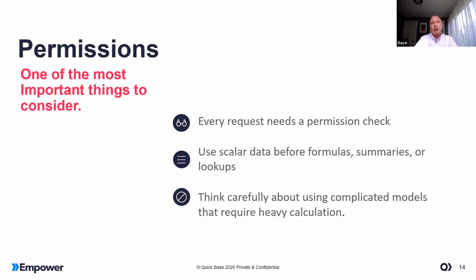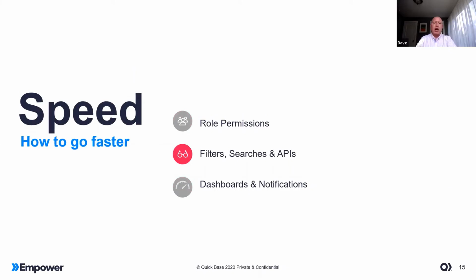And so the whole nuts and bolts about permissions is just use data that's in the table that you're checking permissions against, and try to eliminate the most records first with your first permissions. We'll get into more of that later. In fact, we'll get more of that right here in the filters, searches, and API sections.